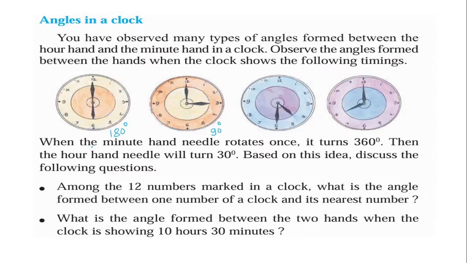90 degrees is a right angle. When the minute hand rotates once, it turns 360 degrees. Then the hour hand will turn 30 degrees. Based on this idea, we can measure angles. Here 30 degrees plus 15 degrees, 45 degrees, acute angle. Here 30, 60, 90, 120 degrees. This is a 120 degree obtuse angle.